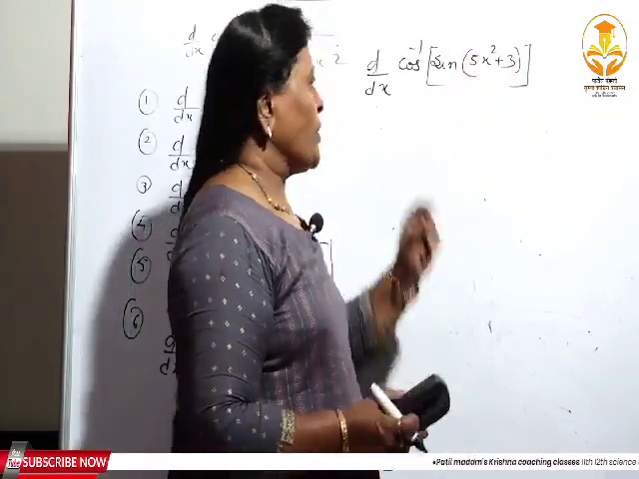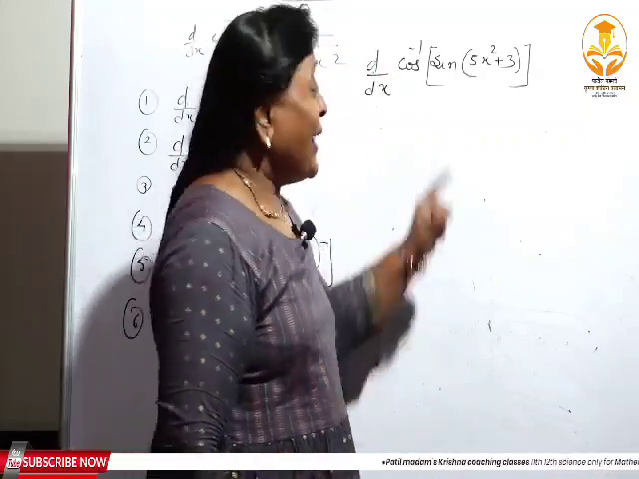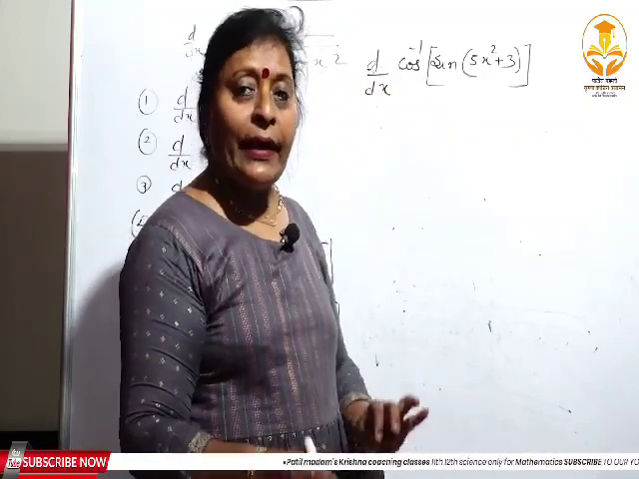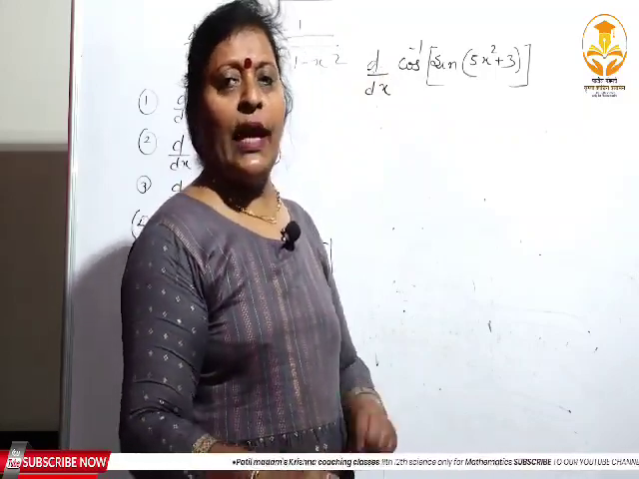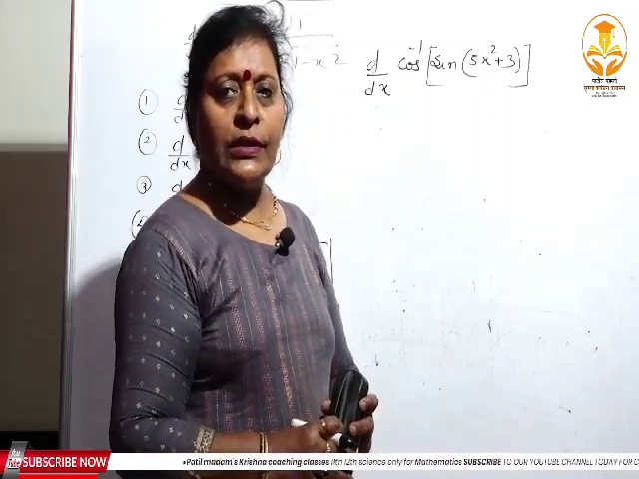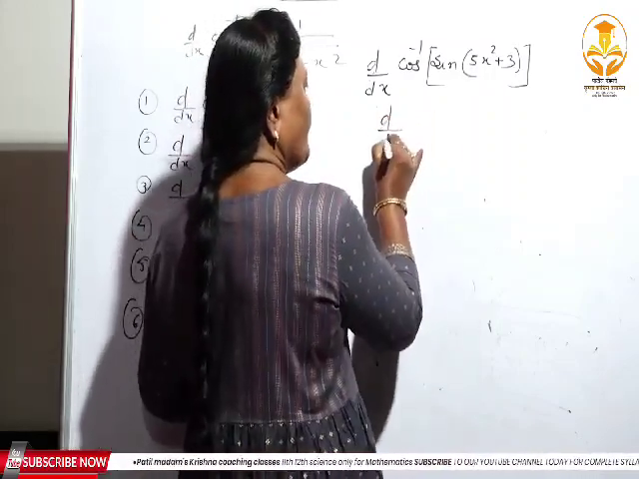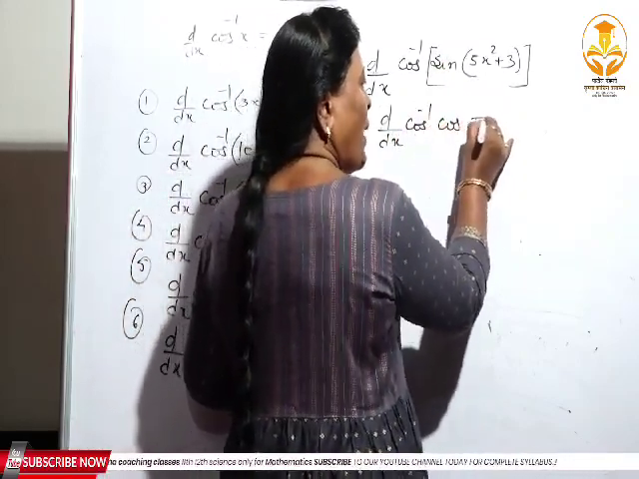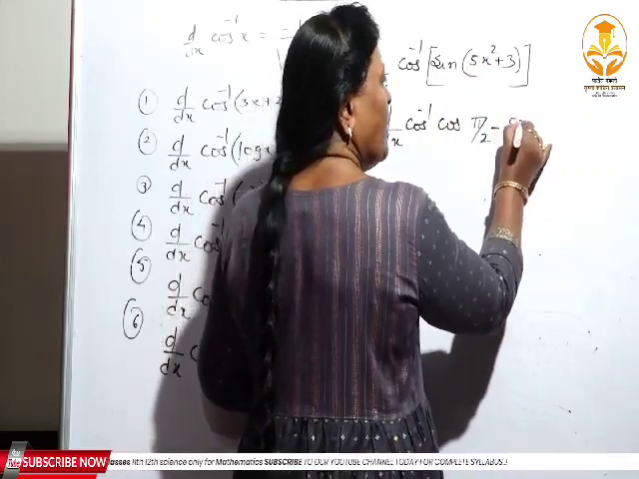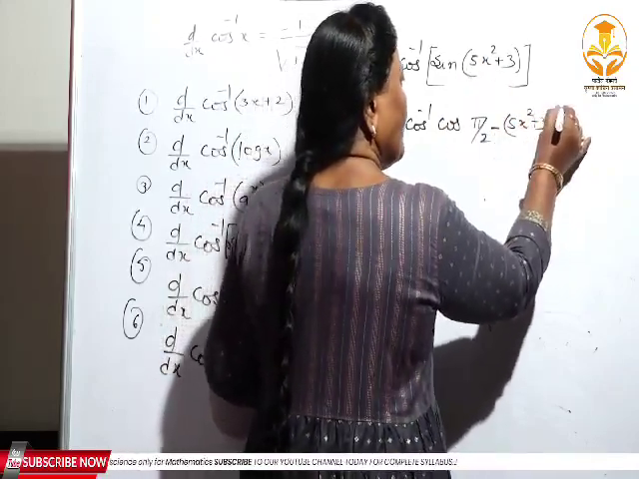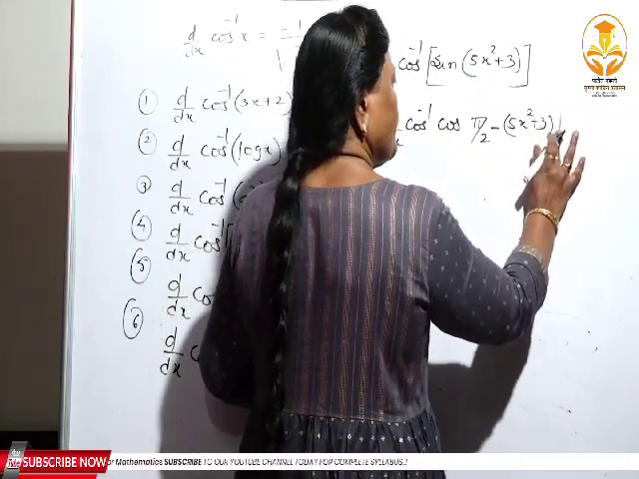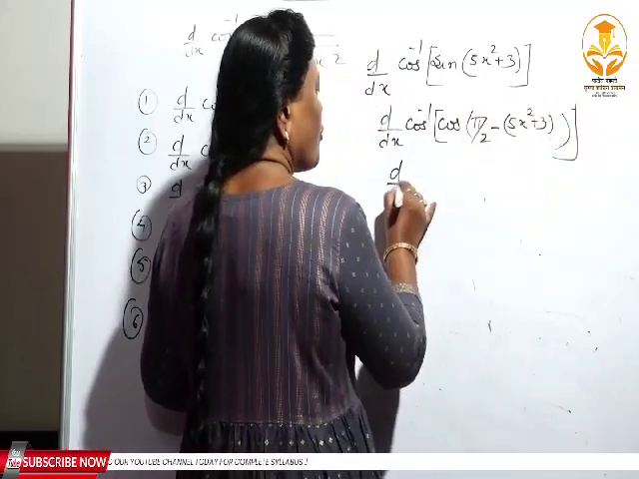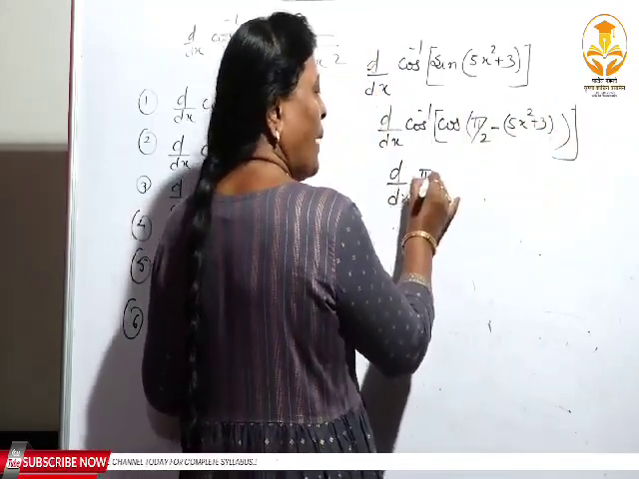Now you can reduce the function. Since there is a cos inverse, that sine you can convert in the form of cos by taking the help of pi by 2. You know the sine of (pi by 2 minus theta) is equal to cos theta. Therefore you can write d/dx of cos inverse of this sine as cos of (pi by 2 minus theta). What is theta here? 5x square plus 3. Again you know cos inverse and cos get cancelled. What remains? Pi by 2 minus theta.